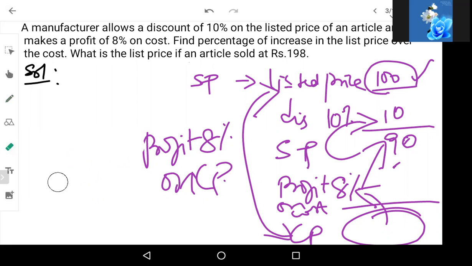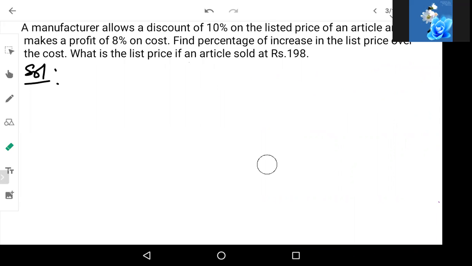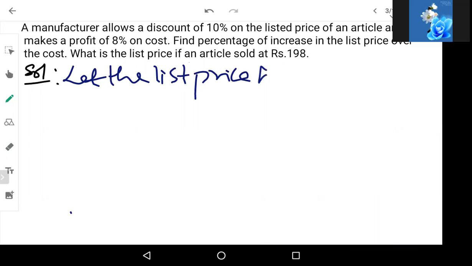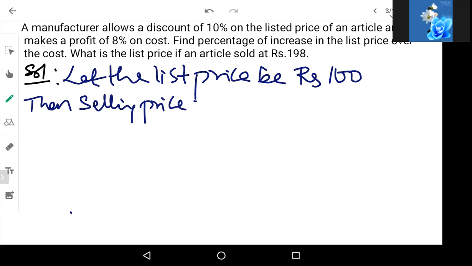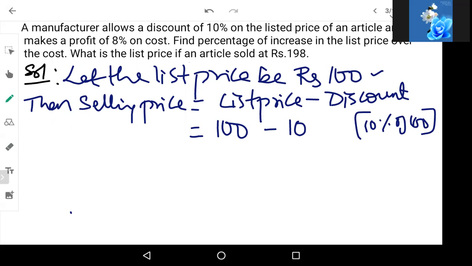Now let us define the problem with few variables, little assumptions, and then we shall start solving the problem. Let the list price be rupees 100. Then selling price is equal to list price minus discount. Okay, so what is our list price? List price is 100 as per our assumption, minus he is giving a discount of 10%. So 10% of 100 will be 10 rupees. So the selling price is considered as 90.